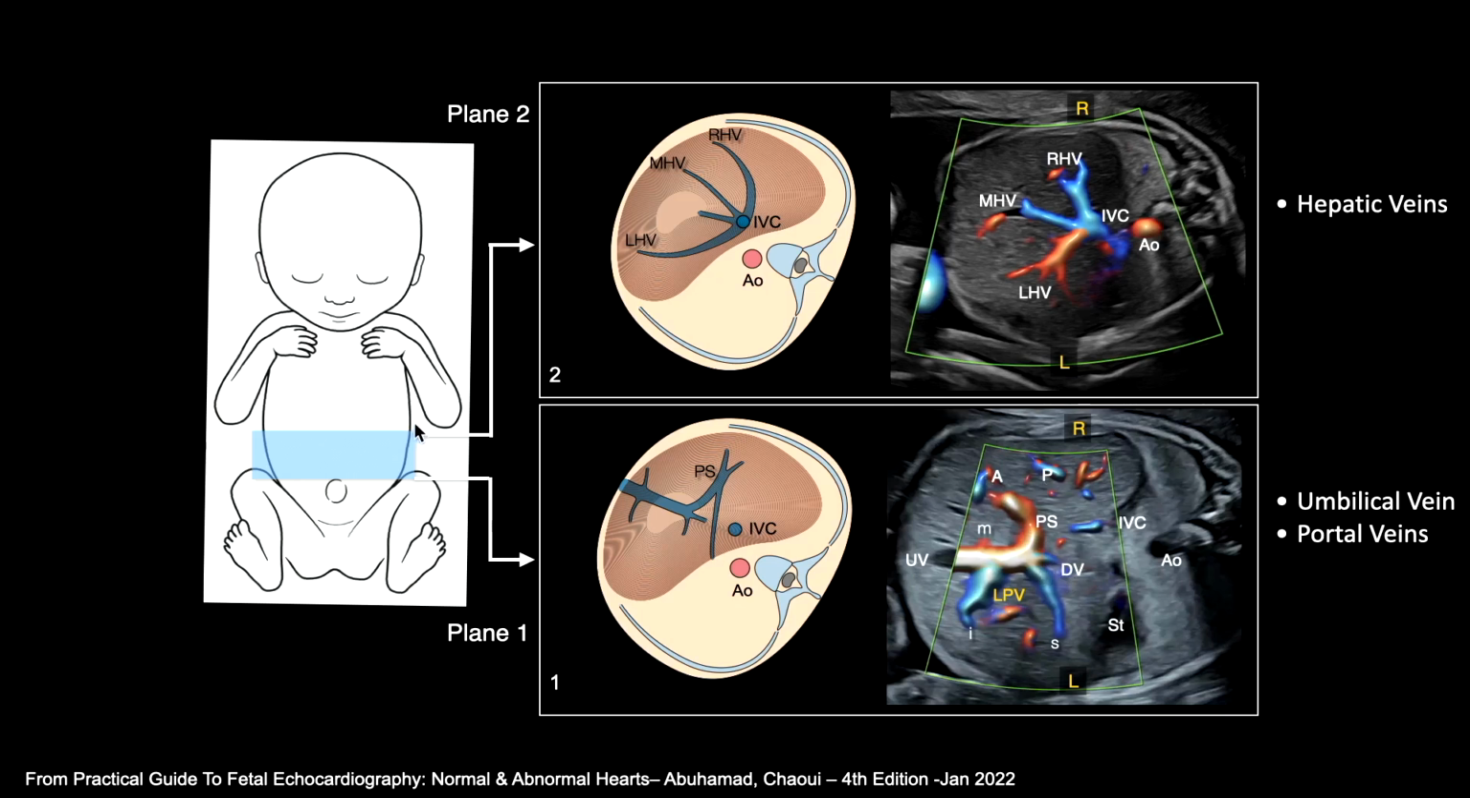If you go a bit higher, right under the diaphragm, you see the left, middle, and right hepatic veins draining into the IVC. So these are the two planes that you're used to looking at when you do abdominal circumference and add color Doppler to.